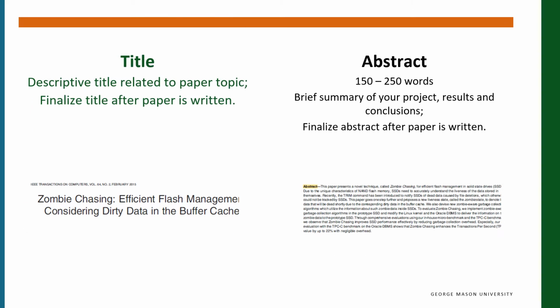The next several slides list the details of an IEEE paper in the order you will see them, as well as the information they contain. The title of a paper is very important. It is the first thing a researcher will see, so the title should be descriptive and related to the paper topic. This way, the researcher will know something about the paper just by reading the title. Remember, finalize your title after the paper is completed. This helps ensure that your title matches your paper well.